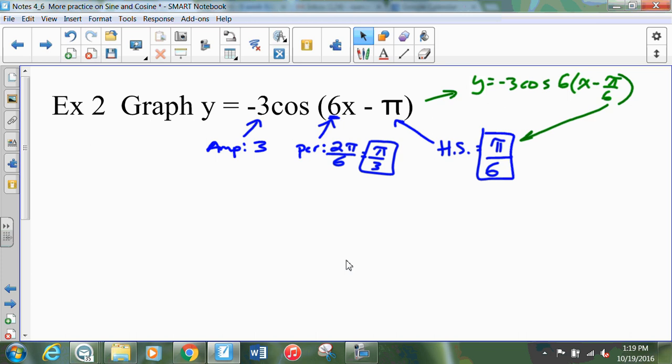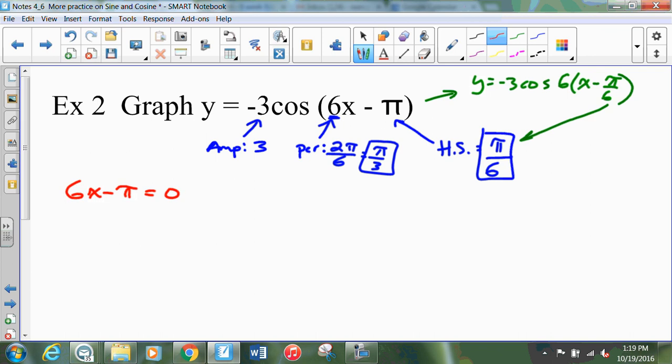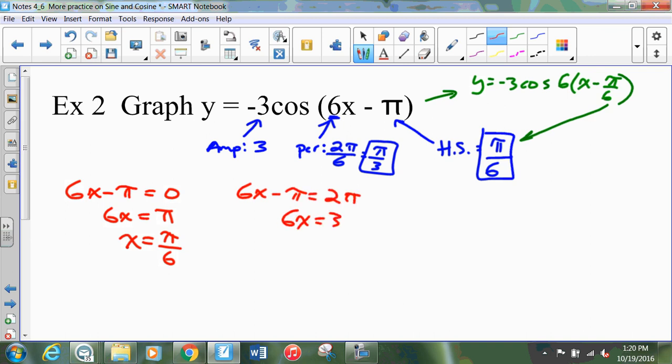Okay, so now I'm going to go ahead and do my starting tick mark and my ending tick mark. So I'm going to go ahead and take 6x minus pi equals 0. So I get 6x equals pi. x is going to equal pi over 6, which makes sense that our first tick mark would be where our horizontal shift is. And then the last tick mark I'm going to get by setting it equal to 2 pi. I'll add pi to both sides. I'll divide by 6.